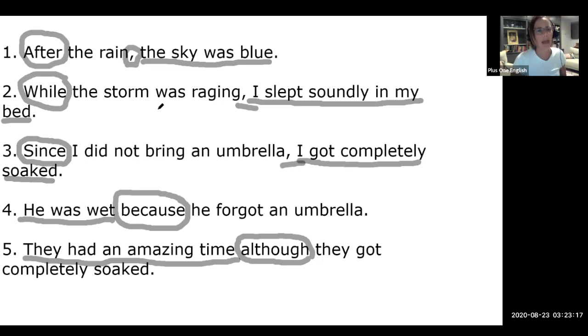So there you go. We have after, while, since, because, and although. And the meaning of these subordinating conjunctions: after is before or after a time sequence. While is also the same, but while means during. Since is at that time. And then because shows a cause and effect. I am wet because I forgot an umbrella. And then although, it shows the opposite, right? So they had an amazing time, although they got completely soaked. You can even change it to, like, but: they had an amazing time, but they got soaked. Okay, so it just shows opposition.